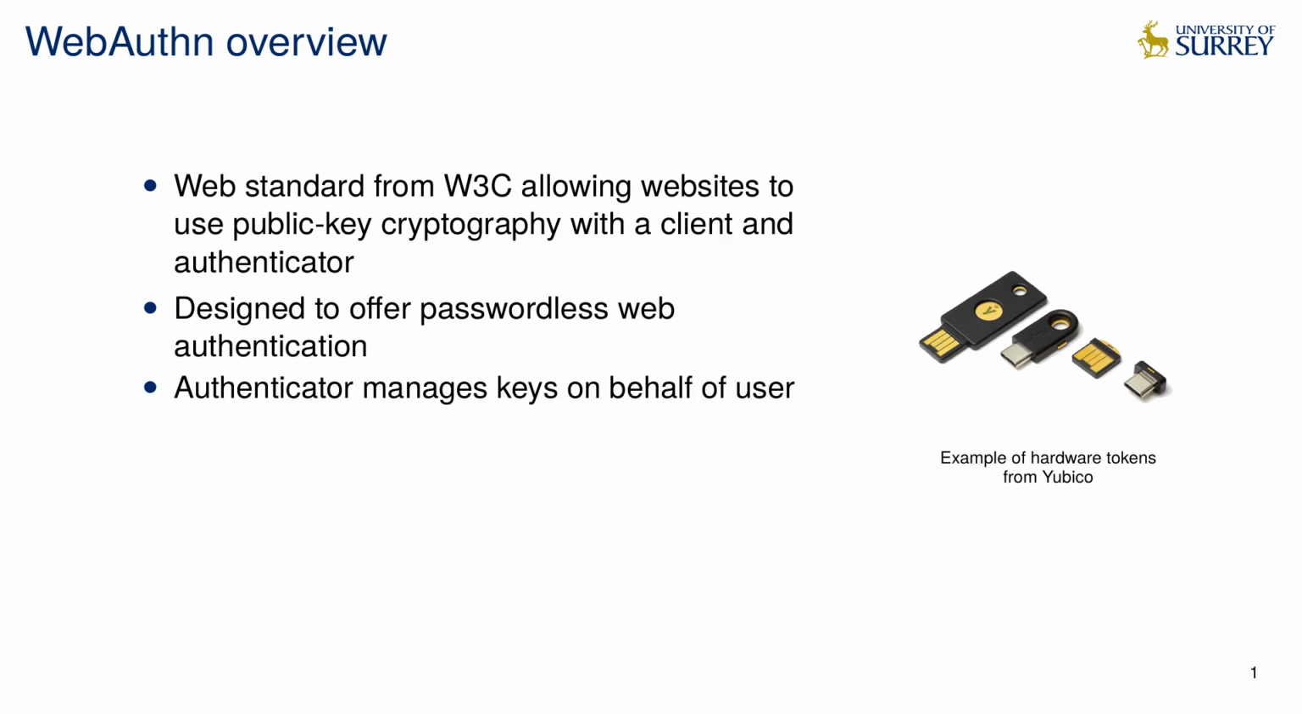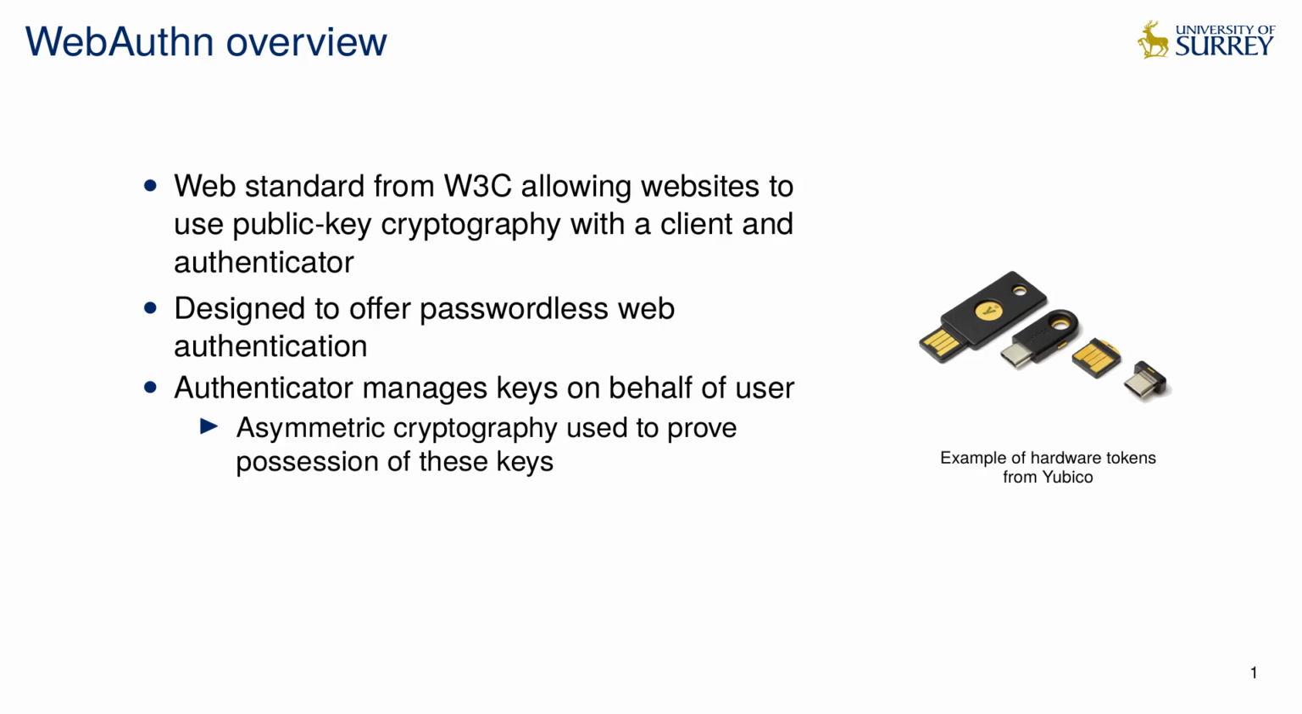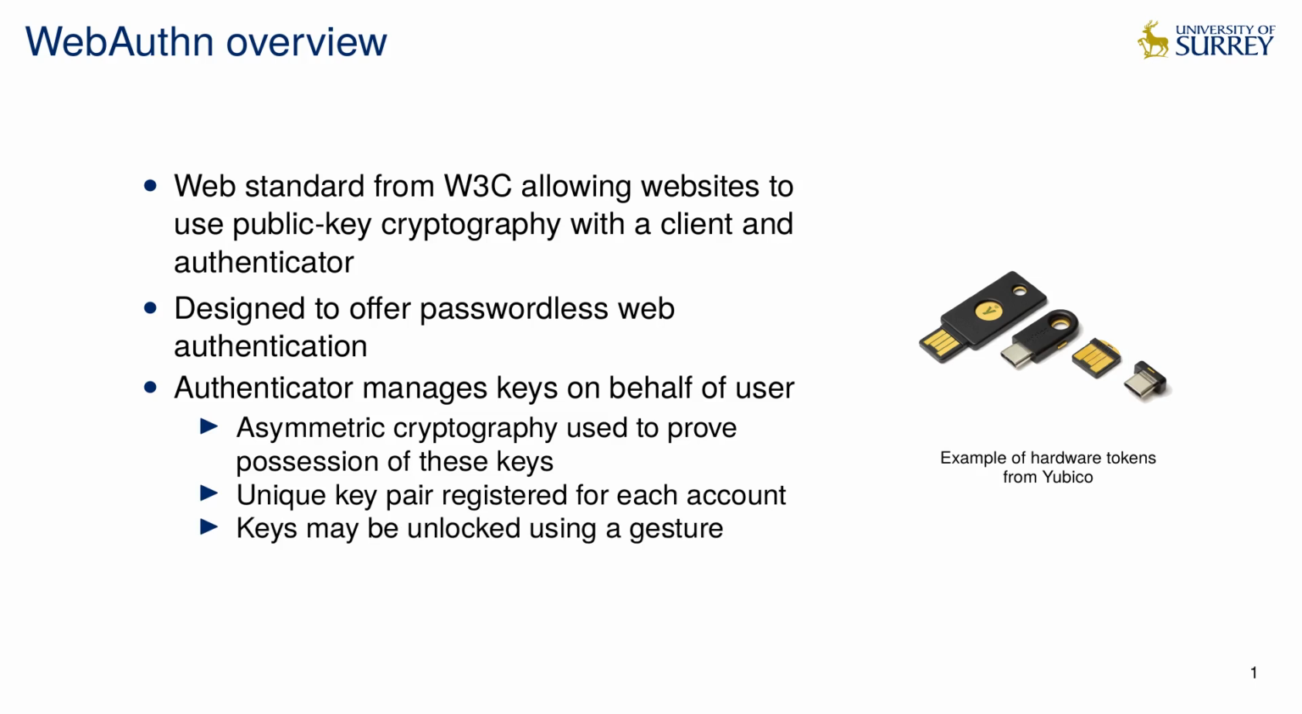In WebAuthn, the authenticator manages asymmetric key pairs on behalf of the user, signing authentication challenges to prove possession of these private keys. It generates unique key pairs for each online account at relying parties, submitting the corresponding public key to the web service. The user can later authenticate to this web service by performing a gesture on their authenticator, which may be as simple as pressing a button or more advanced, such as presenting a biometric factor, like a fingerprint, which the authenticator verifies locally.